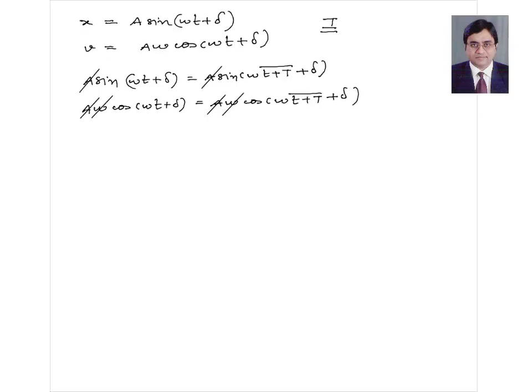Sine and cos functions, they both repeat together after 360 degrees. Both sine and cos have to repeat, right? And they both repeat after 360 degrees. Minimum is 2 pi. Otherwise it can be 4 pi, it can be 6 pi, it can be 100 pi. But the least angle after which they both repeat is 2 pi.